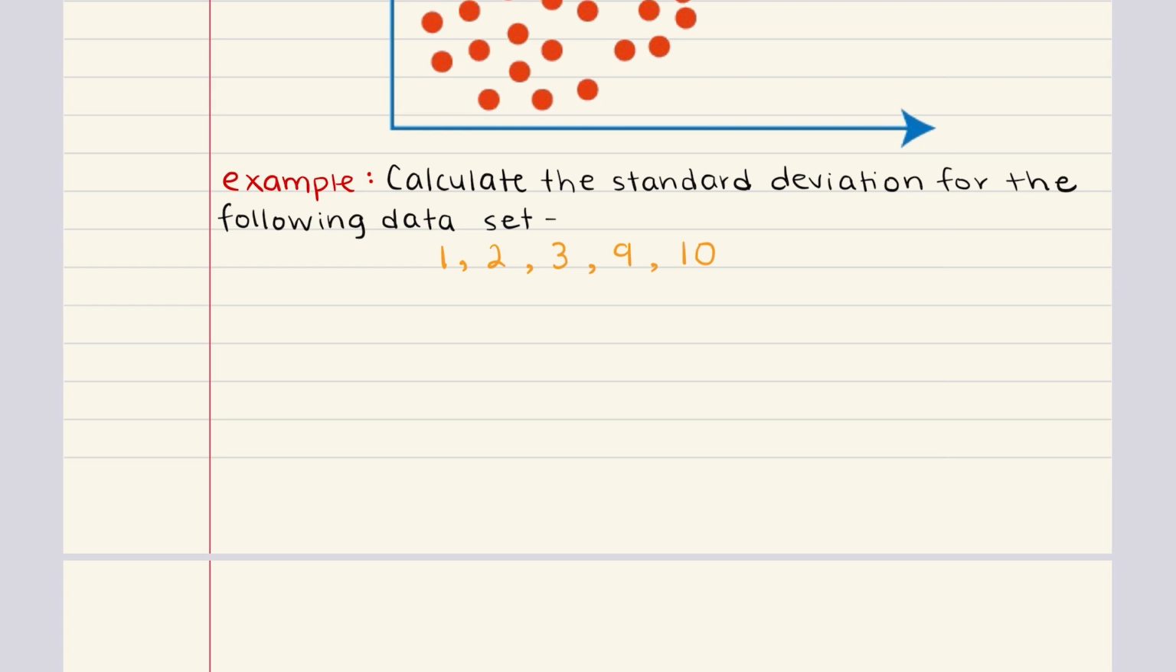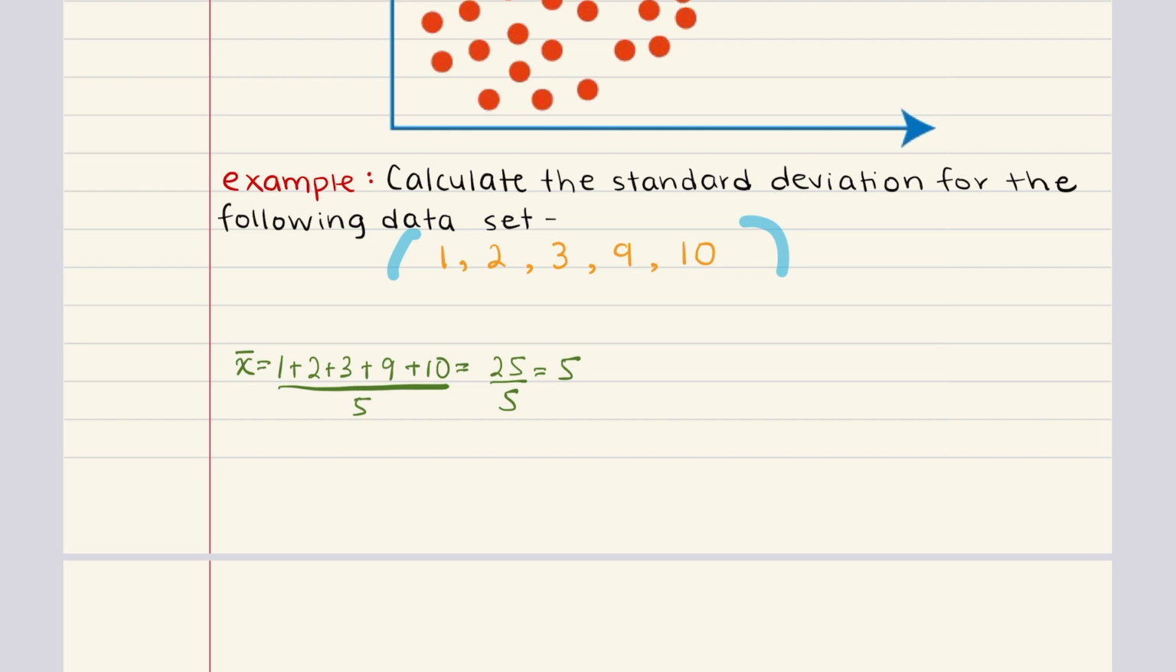This one says, calculate the standard deviation for the following data set. We have 5 numbers, 1, 2, 3, 9, and 10. Our first step is to determine the value of the mean. So that means we're going to sum up all of these values, 1 plus 2 plus 3 plus 9 plus 10, and then divide by the number of values we have in the data set, which is 5. The sum is going to give us 25, and 25 divided by 5 is equal to 5. So this is our mean for the data set.